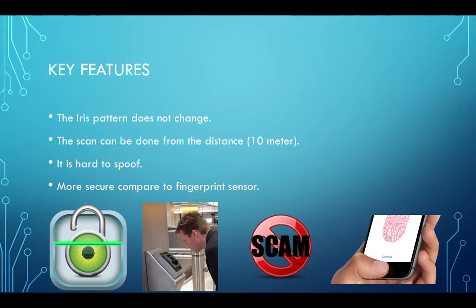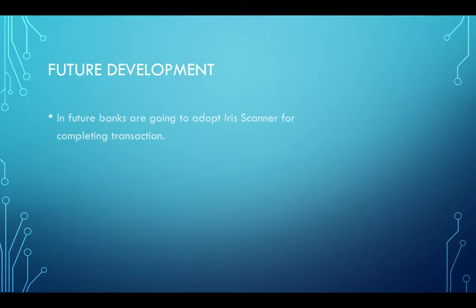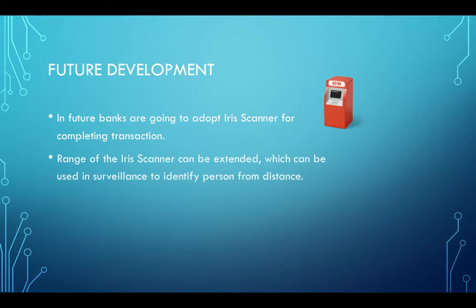Now let's jump into the future development of this scanner. Number 1. In future, banks should start adopting this scanner in their ATM systems to withdraw cash. Users can use their iris to withdraw cash from their ATM. Number two, the range of the iris scanner can be extended so that it can be used in surveillance to identify people from a distance. In a recent study, the range of the iris scanner is up to 40 meters.